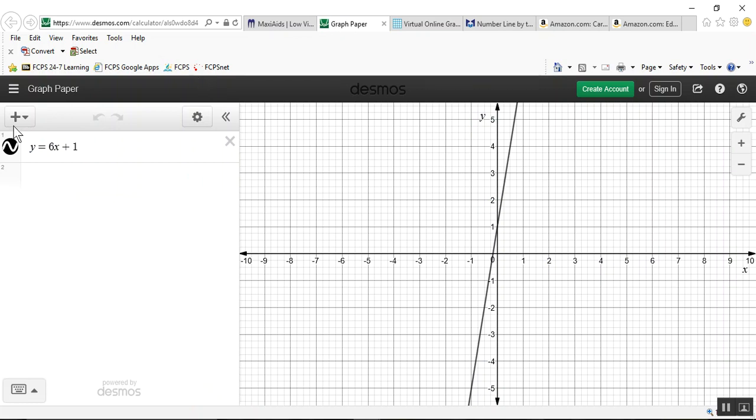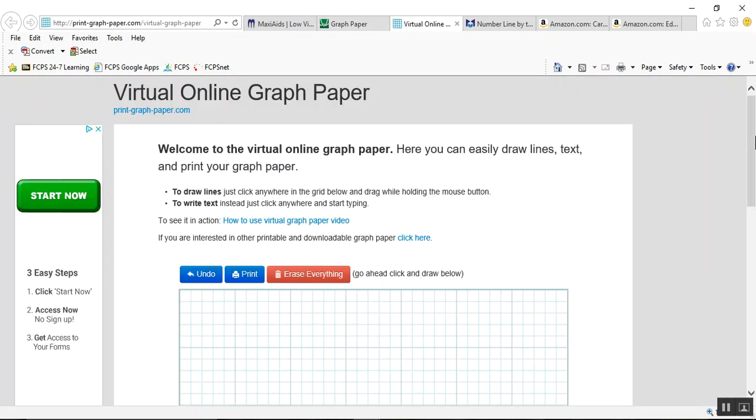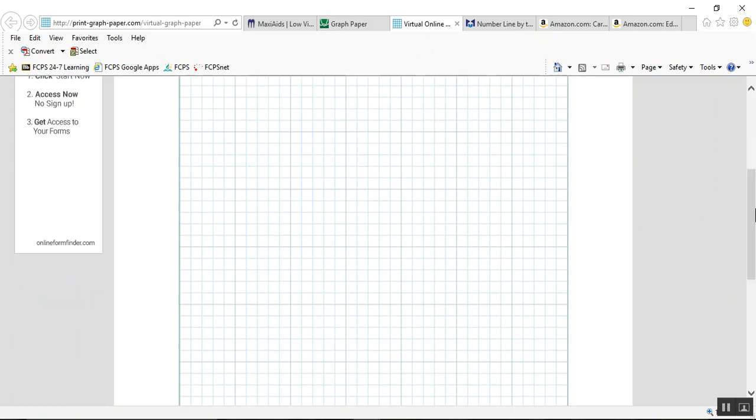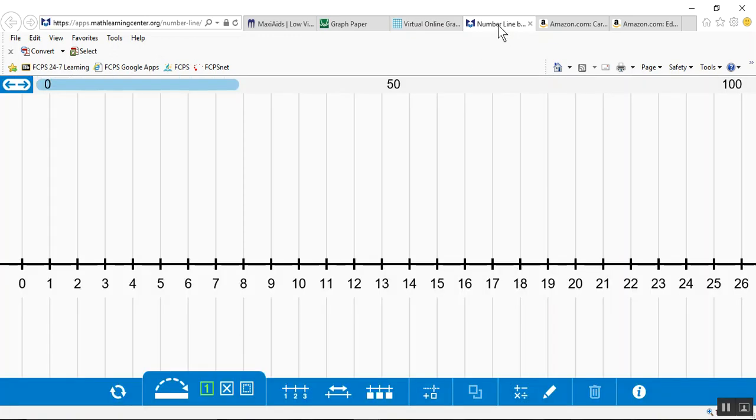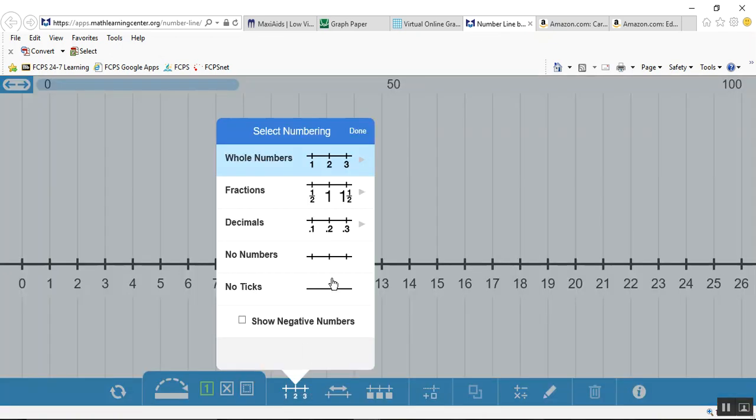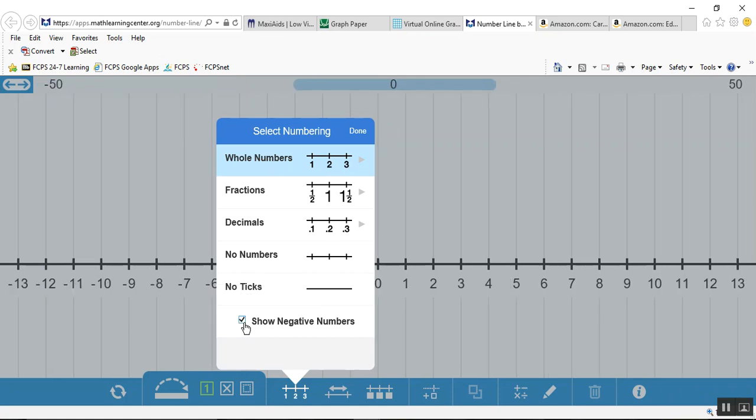So this is one, you can go ahead and add an item on the table. Here's the other graph paper. So you can click to draw your line. And then here is your digital number line. You can change it. You can show negative numbers.